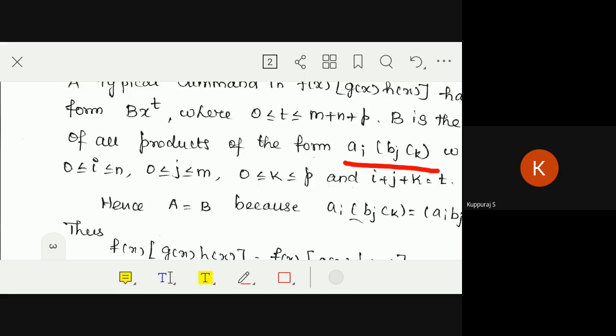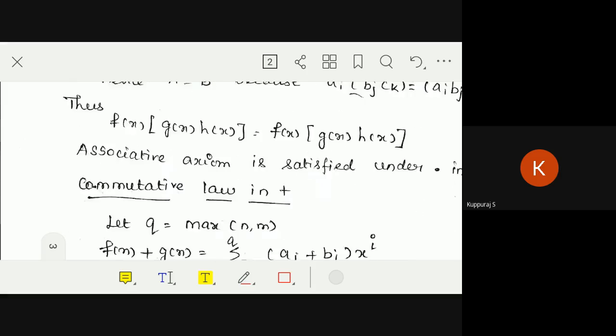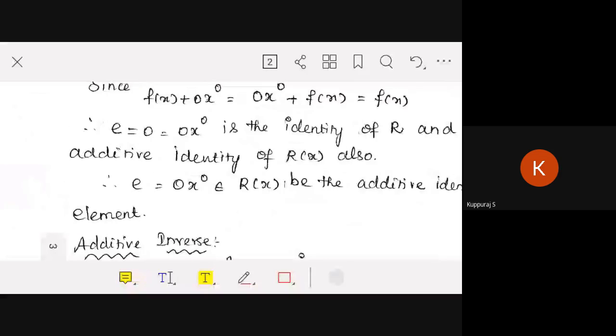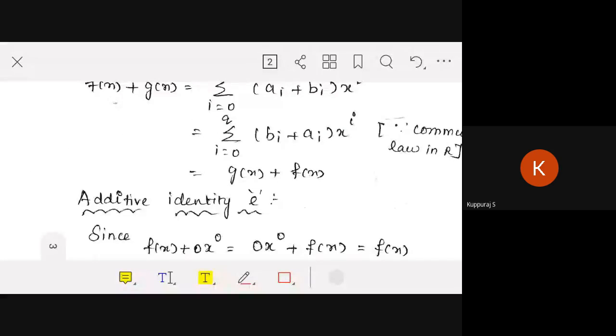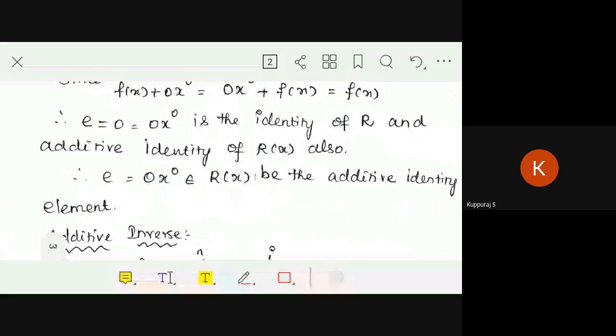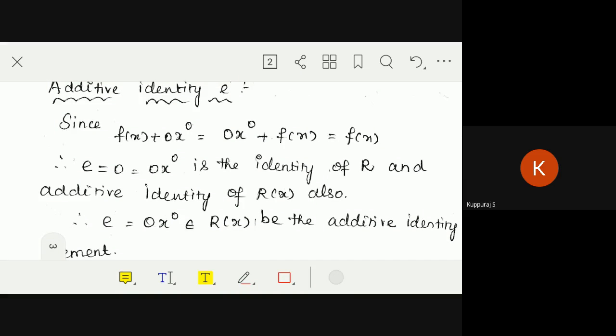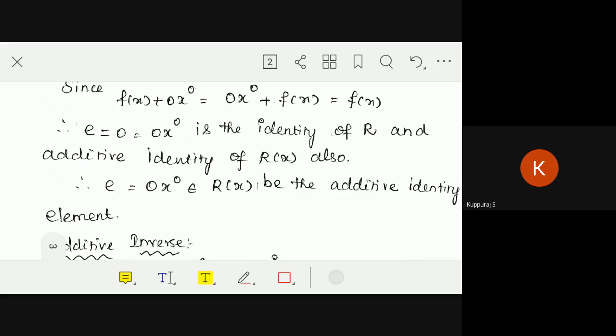Next I am going to prove, under addition, what is the identity and what about the inverse. What is the identity? Any idea about the additive identity? f of x is a polynomial. Here I am taking g of x as a constant polynomial, that is 0x power 0. So 0x power 0 is called the additive identity element. It belongs to R of x, the polynomial ring, and it is available in the definition.